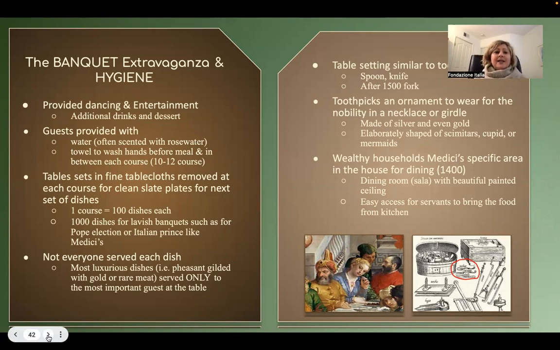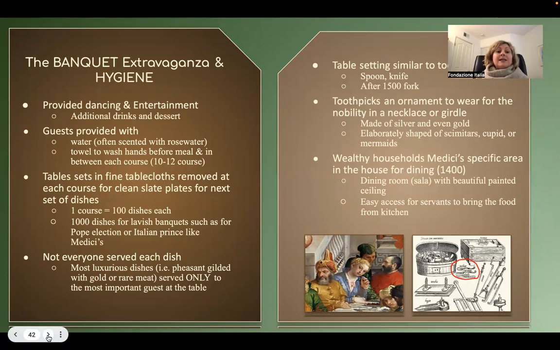The guests were provided with water in which they could wash their hands, and towels. Every time there would be new dishes, in between dishes, they were invited to wash their hands.